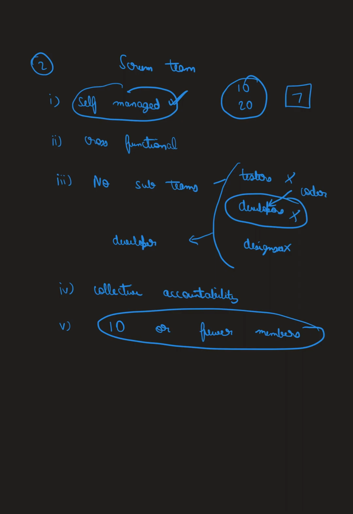Cross-functional means they have all these skills to create value in each sprint. That means they know what they have to deliver, so they do not need any outsider guidance.